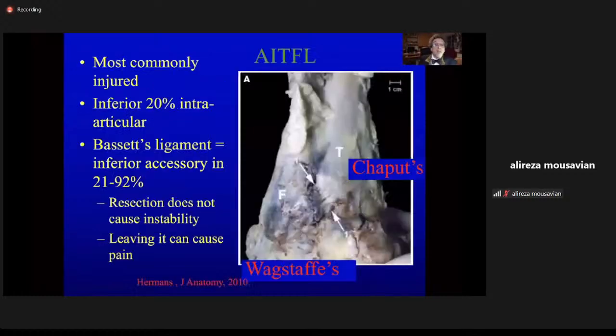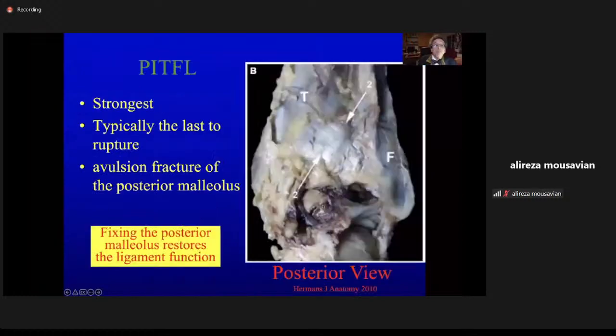The anterior tibiofibular ligament is the most commonly injured, and this anterior inferior articular ligament is seen over here, and it is really intra-articular, and it is a part of Bastias ligament. It's a more proximal part of it. The posterior inferior tibiofibular ligament is the strongest. It's typically the last to rupture.